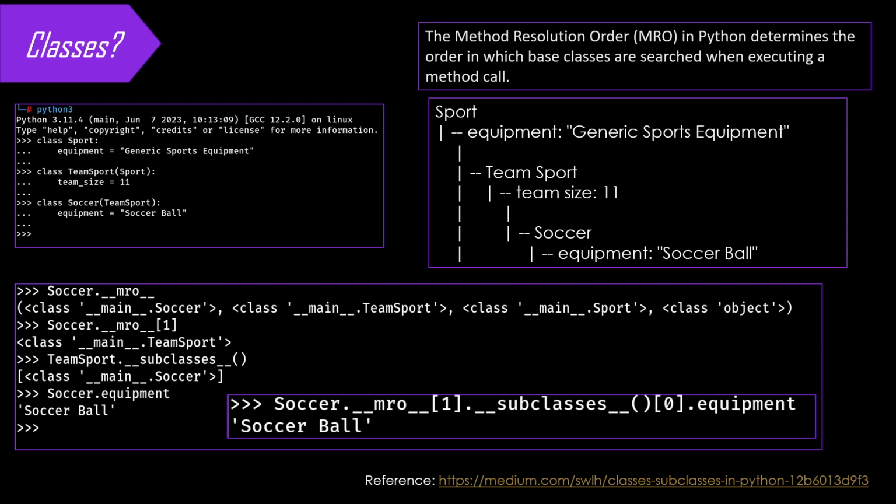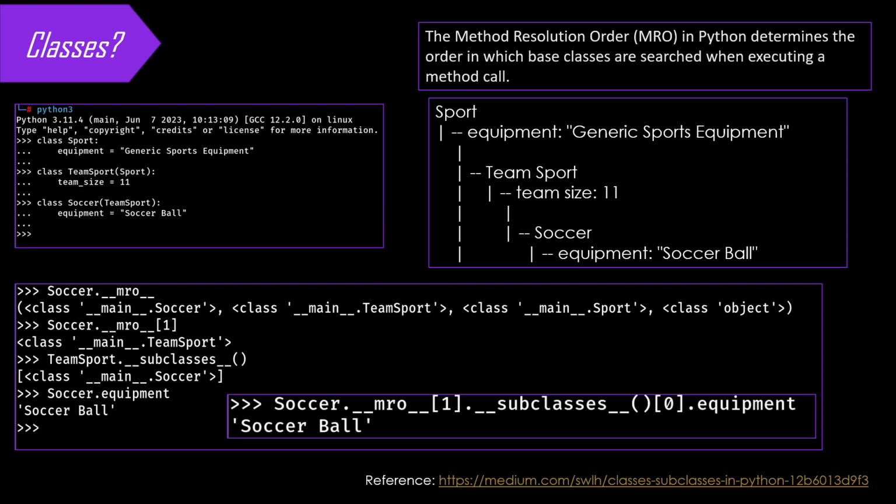But how does Python solve all this? How does Python know which method or attribute to use when you have several layers of inheritance going on? Well, that's where the method resolution order, or MRO, comes into play. It's a rule that Python follows to determine the order in which base classes are searched when executing a method call. You can actually see this order by accessing the __mro__ attribute of a class. For instance, when you check Soccer.__mro__, you see it lists the class hierarchy from Soccer back to the built-in object class. Python uses this order to resolve which method or attribute to call.